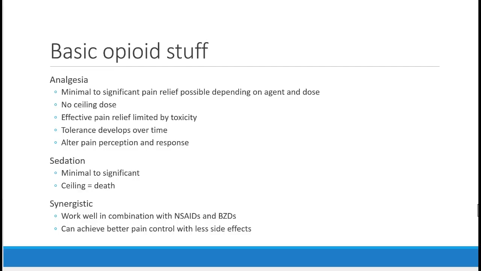Sedation. Some opioids, in small doses, are not highly sedating. Large doses can be significant. And again, the ceiling of sedation effect would ultimately be decreased respiratory rate and death.